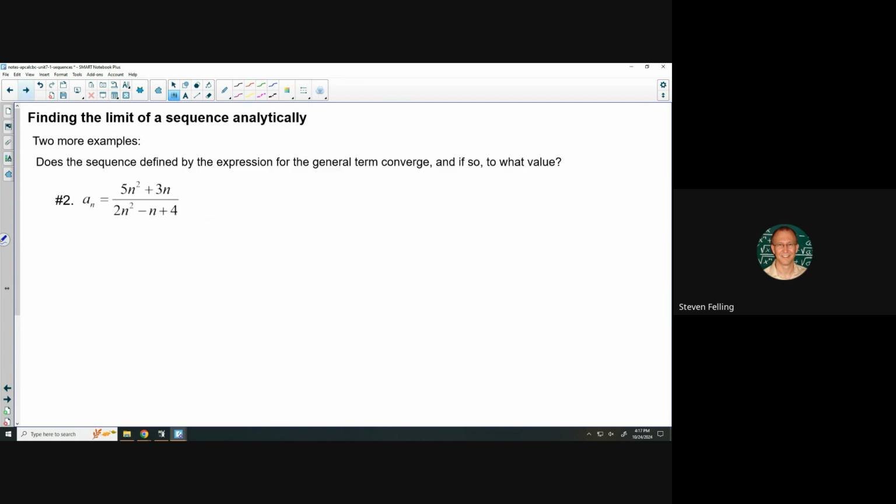All right. Okay, a couple more examples. Let's do this one. Does this sequence converge, and if so, to what value? The way I would do this is with a limit. Let's do this really quickly.